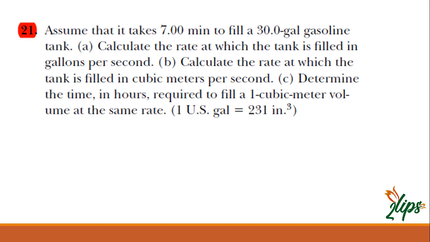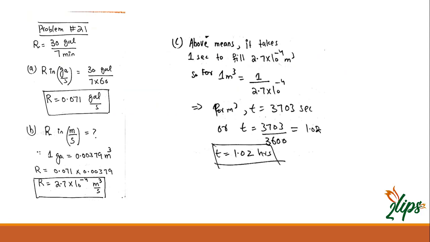And it is given that 1 gallon is equal to 231 inches cube. This is given in the question that rate is equal to 30 gallons over 7 minutes, which means that it takes 7 minutes to fill a 30 gallon volume. So for part A, we need to find it in gallons per second.